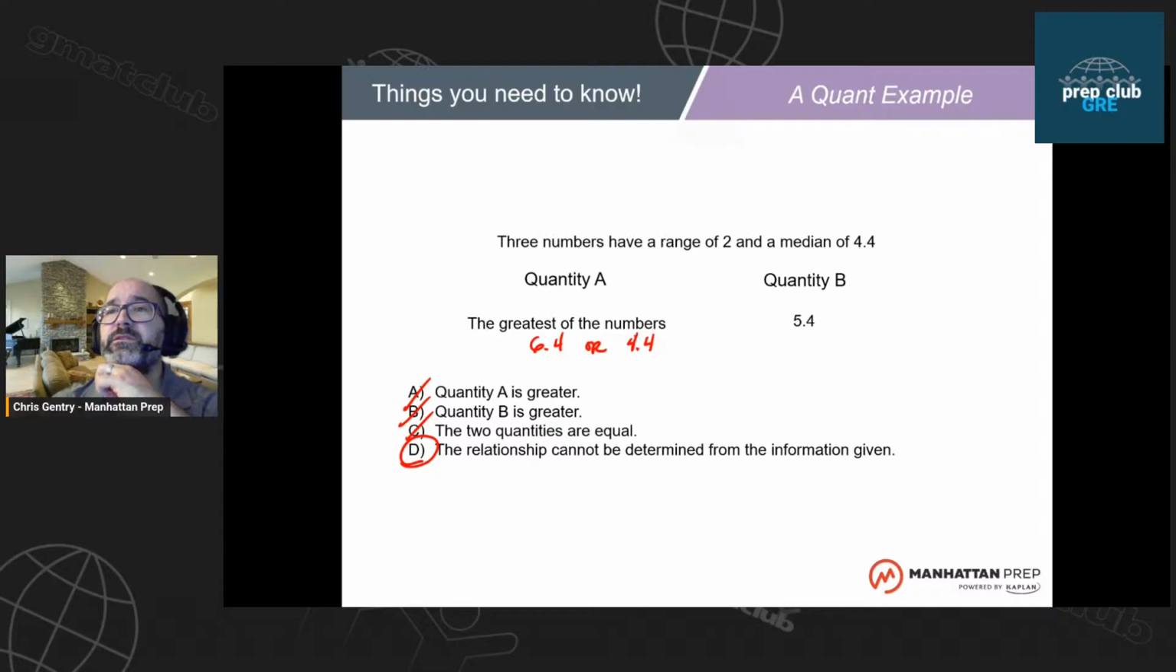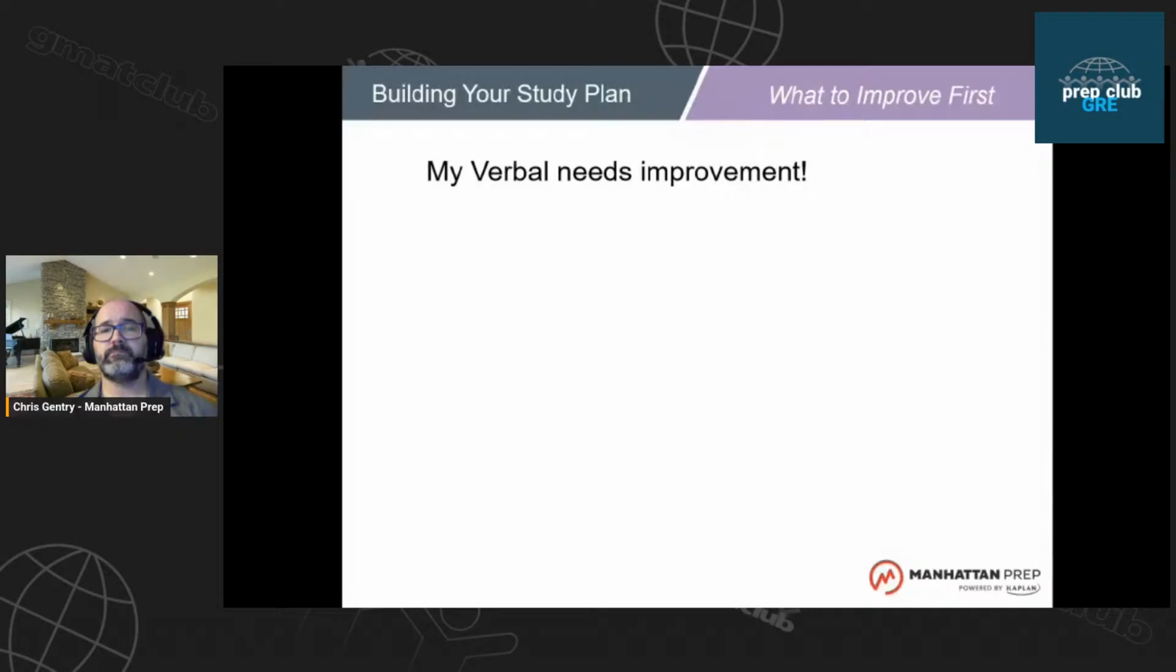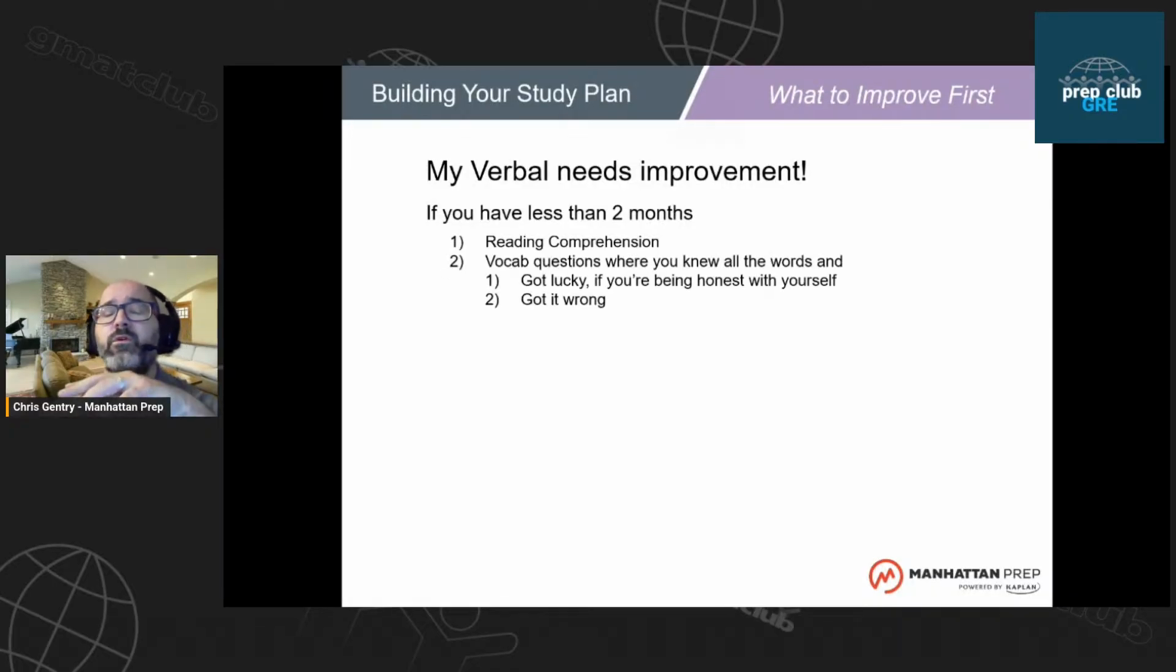Let's see. Verbal, please. Then let's go here. My verbal needs improvement. If you have less than 2 months, reading comprehension. Vocab, it is, I'll be honest, I don't know how we could manage to do a comprehensive vocab study in less than 2 months. The smallest word list that I've ever seen that is still comprehensive enough to be useful is 500 words. That would be a lot to do in 2 months.